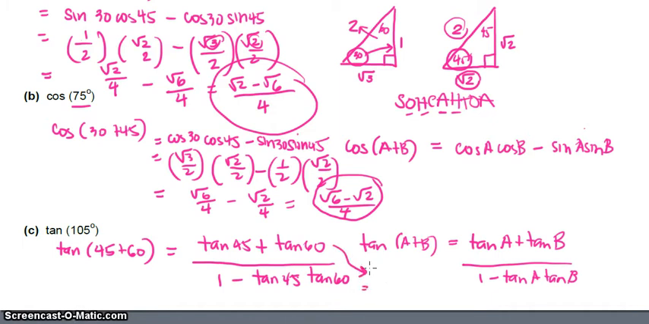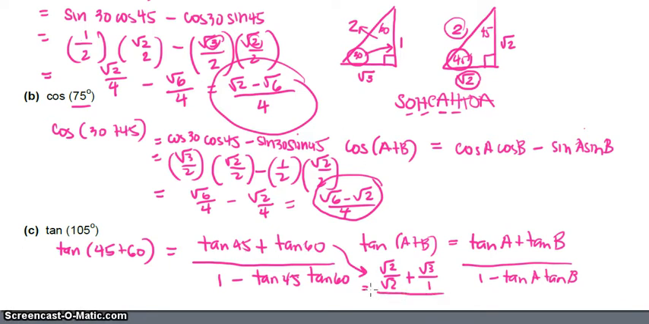So this will be equal to tangent of 45, SOHCAHTOA, that's opposite over adjacent. If you look at the 45 degree angle, the opposite is square root of 2, and the adjacent is square root of 2, which is just equal to 1, plus the tangent of 60. We look at 60, the opposite is square root of 3, and the adjacent is 1.